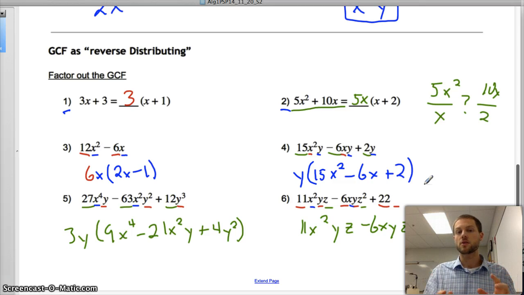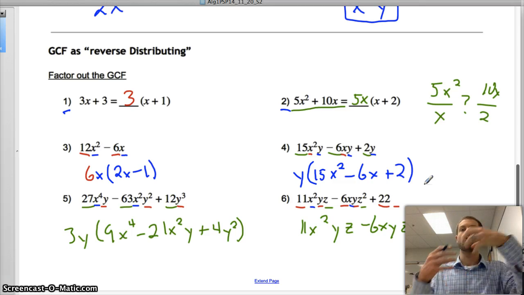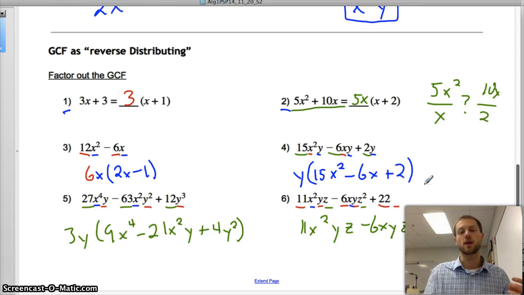But take your time with this stuff. Remember, you're thinking that you're kind of reverse distributing when you're taking a greatest common factor out of these polynomials. And just make sure that the terms left over are the pieces after you've divided out your greatest common factor.